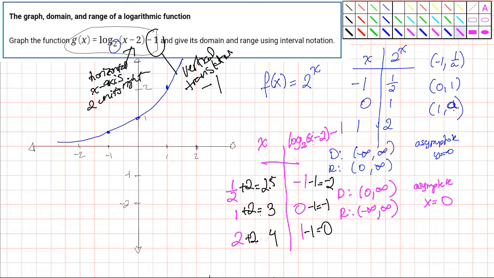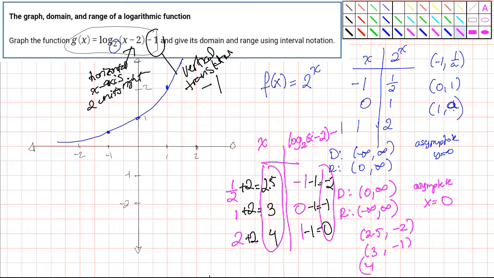So let's plot the points. The points are 2.5 input gives me a negative 2 output, 3 input gives me negative 1 output, and 4 gives me 0 as an output. I don't think I left enough space, but we'll manage. So 2.5 is right here, equal to negative 2. This is 3, this is 4, and I really ran out of space. This is going to be a little bit messy. Then 3 is negative 1, so this point is right here, and the other point is 4, 0.